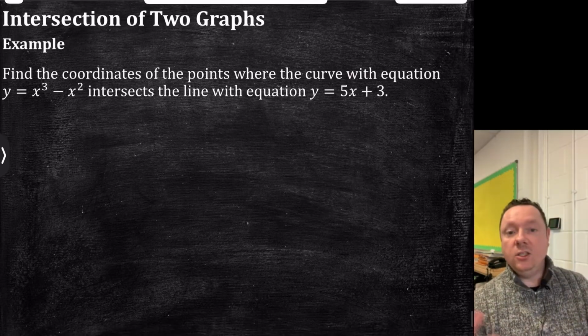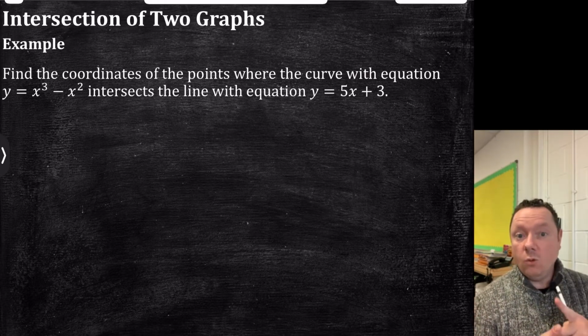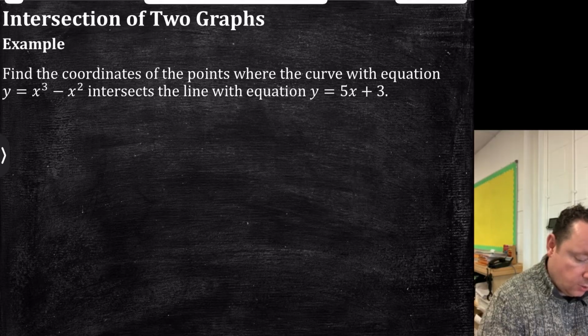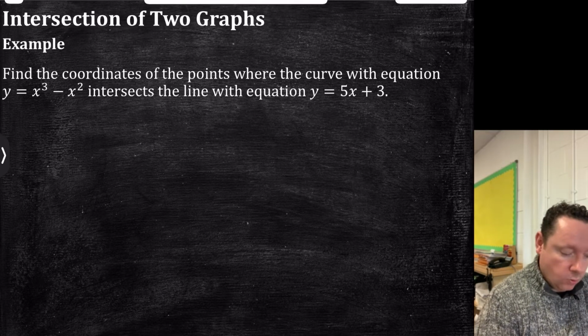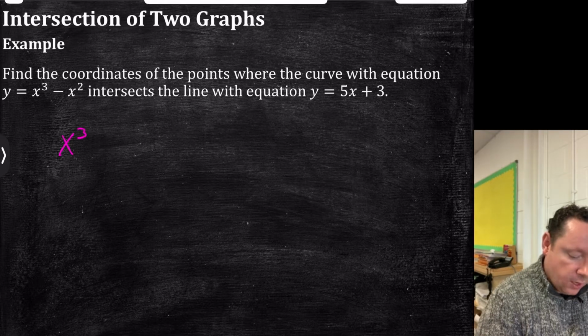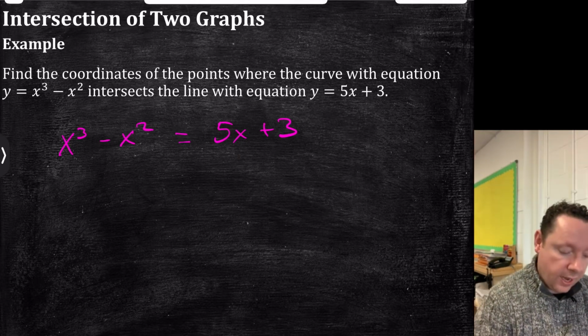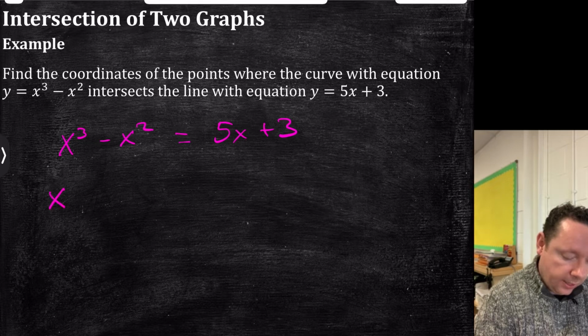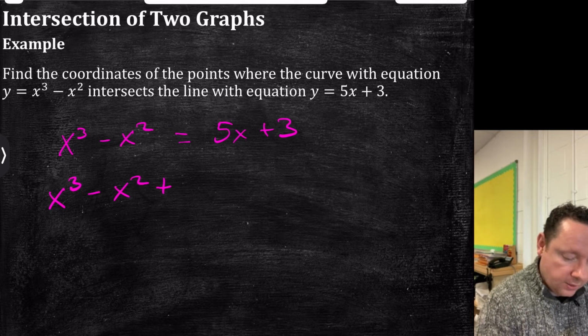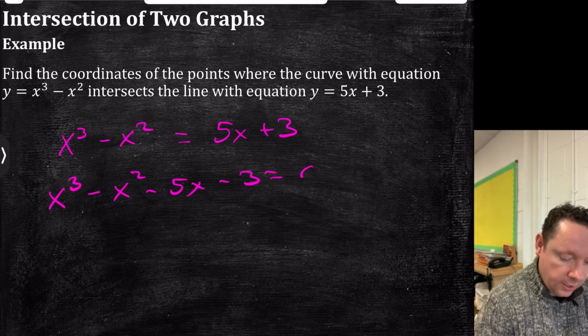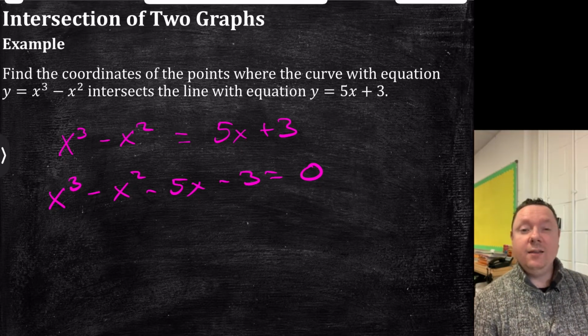So if we find the intersection of two graphs or two equations, it's always simultaneous equations. Since it's both y equals, we can immediately just say that x cubed minus x squared equals 5x plus 3 for the point of intersection or points. So that is a cubic, so we need to make it equal to 0, anything above a squared. So that's minus 5x minus 3 equals 0. So we've got a cubic to solve, so we need to find the factor.